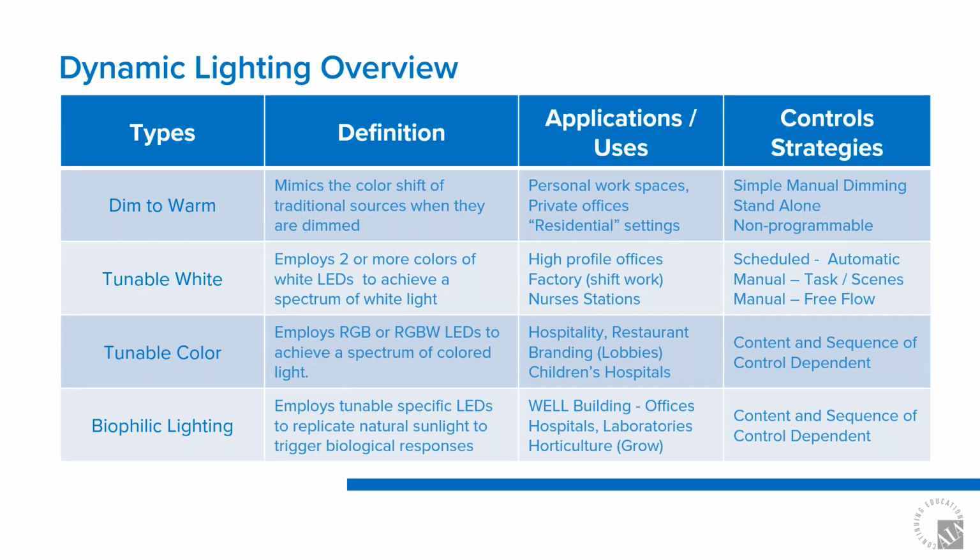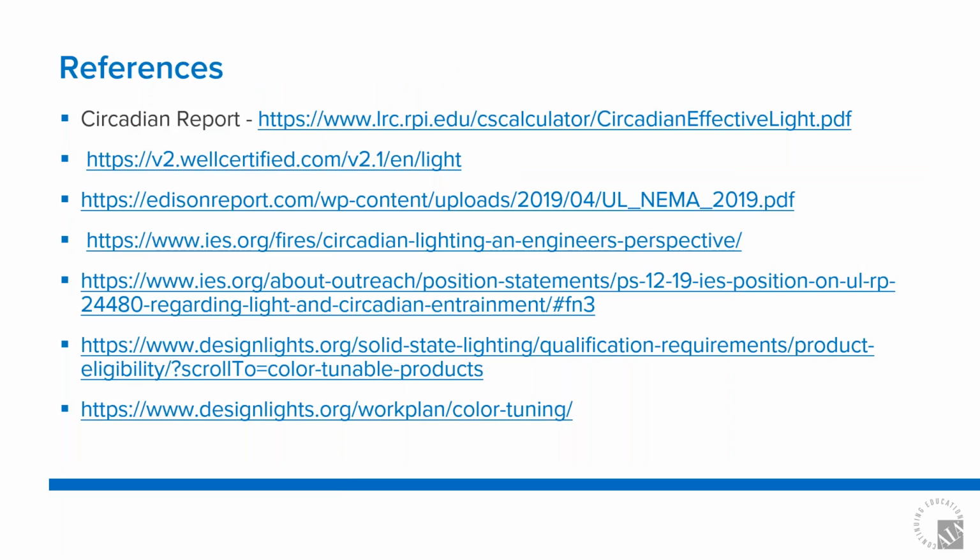And just as a final recap, we looked at all 4 types of dynamic lighting. We defined all 4 types. We looked through the different applications and uses of all 4 types, and we talked about the control strategies of all 4 types. This is just a note of the resources that we used in development of this particular presentation. So if you want to research this a little bit more for your own edification, you're welcome to do that.